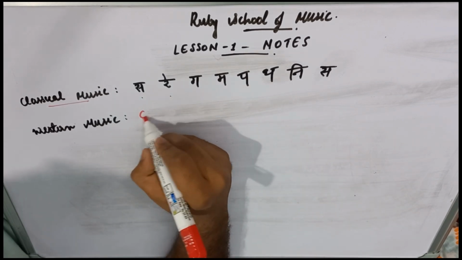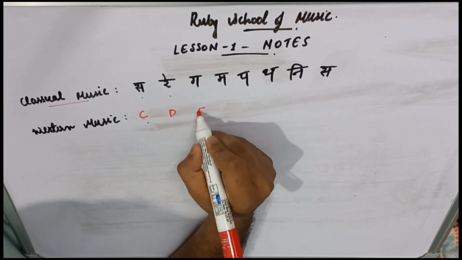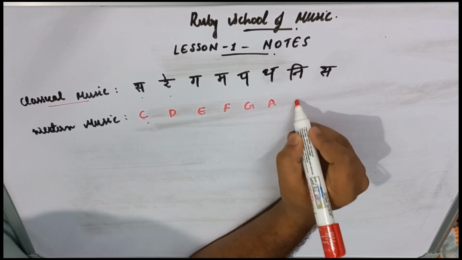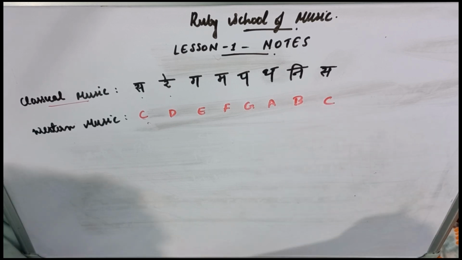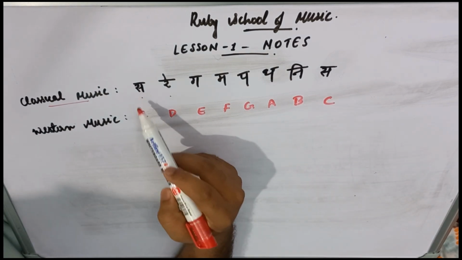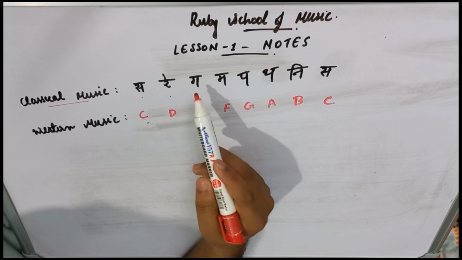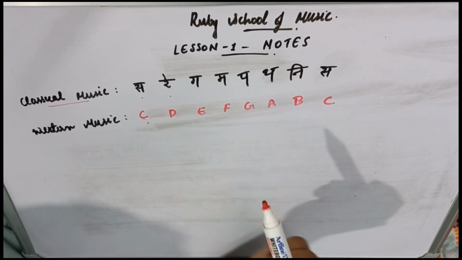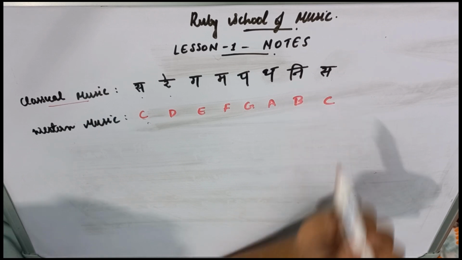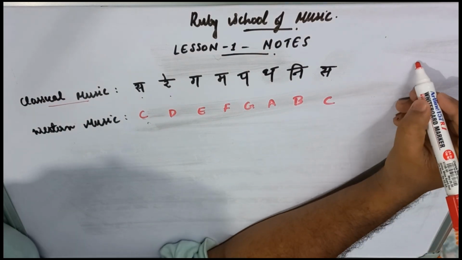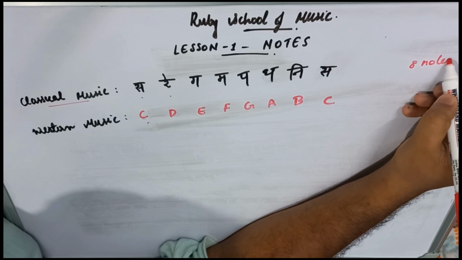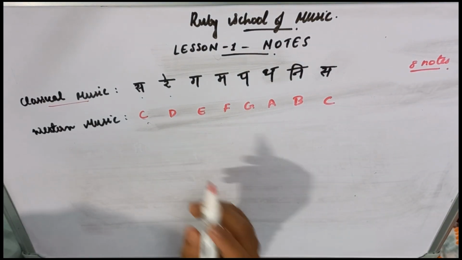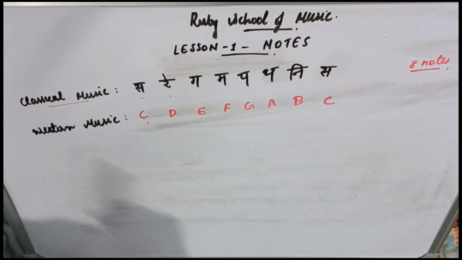That is C, D, E, F, G, A, B, C. So as you can see, sa is C, re is D, ga is E, ma is F, pa is G, dha is A, ni is B, and sa is C. So in total, how many notes are there? 8 notes. There are 8 notes. Now we'll learn about sharps and flats.